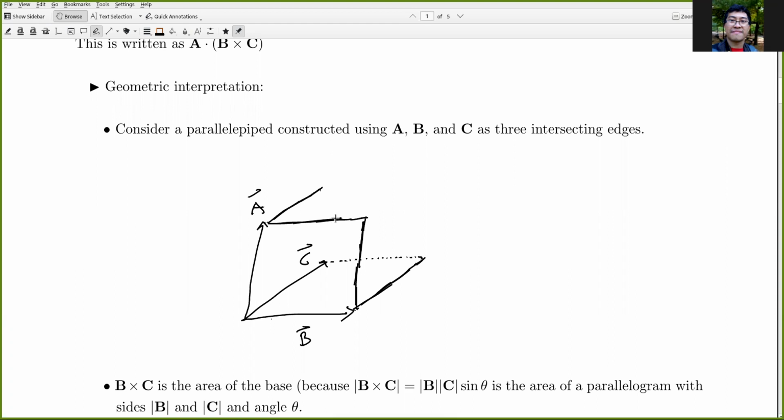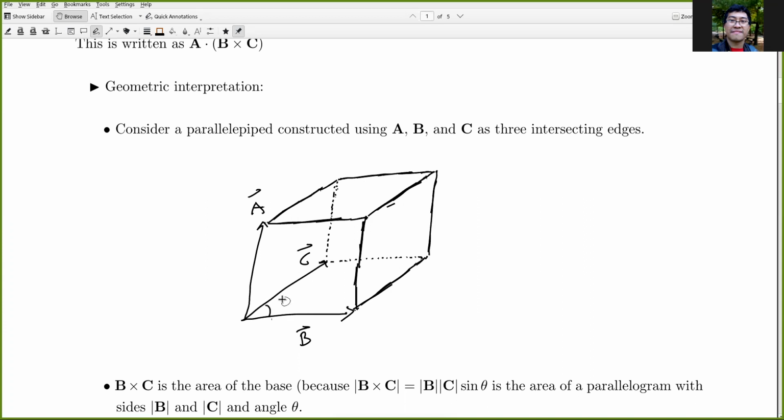And so from C, we can connect a line parallel to A from the tip of C. So let's use a broken line. And then from the tip of this intersection here, draw a line parallel to C. It would look something like this. And then from the tip of this, parallel to A. And then connect these two points, two edges here. Okay, so that's our parallelepiped.